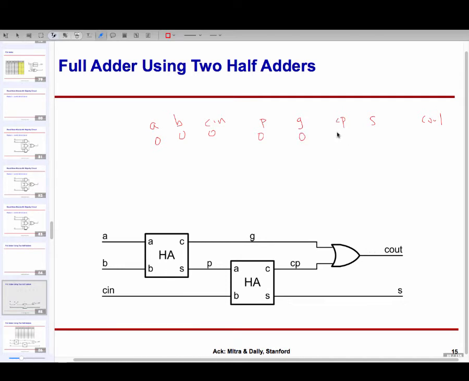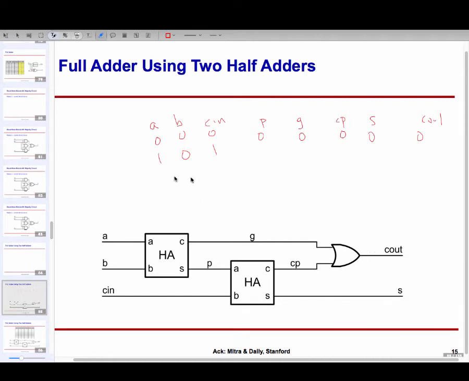Okay, what is CP? So remember, CP is the signal. CP corresponds to P and C in going into the half adder. Zero. What is going to be S? And finally, C out is zero. Okay, let's try some other number. So this was simple, obviously. Let's try the number 101.